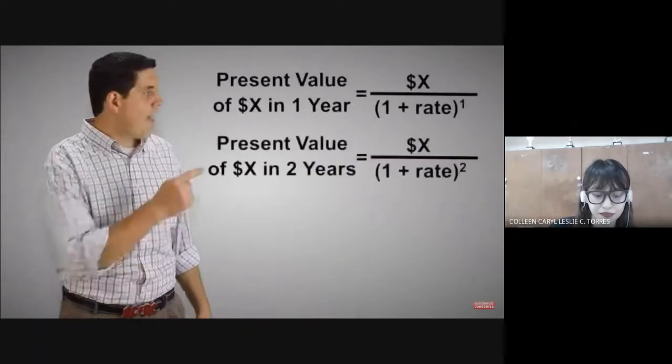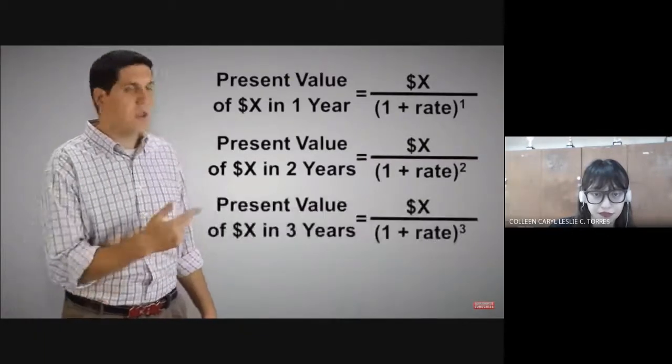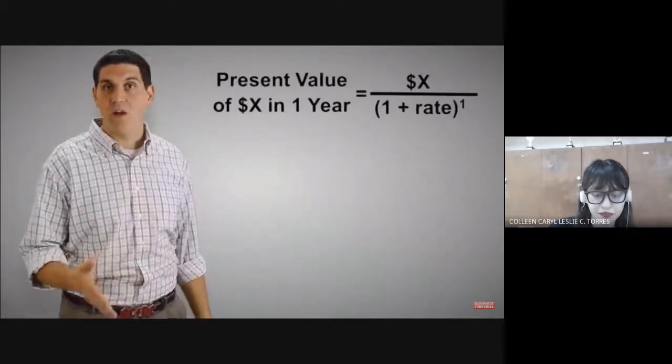For 2 years, it would be that amount divided by 1 plus the interest rate squared. And for 3 years, it would be cubed. So let's find out the present value of that.